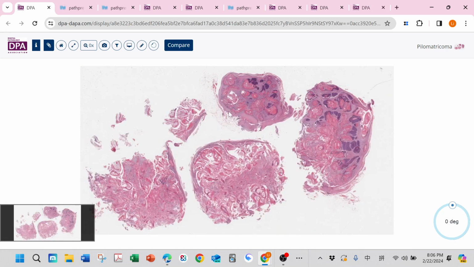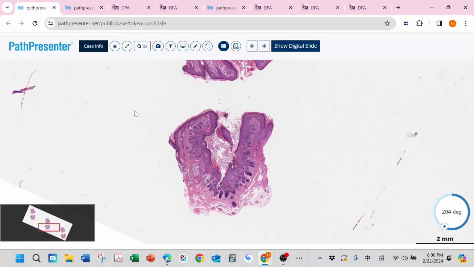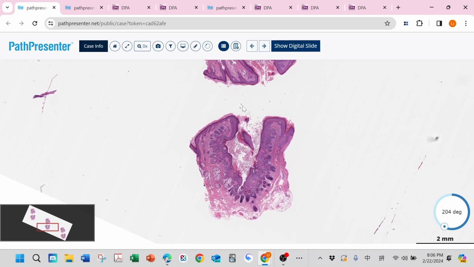Another one, I don't think we still need to zoom in. We just focus on low power to remember all the points. Basaloid cell, primitive, ghost cell. Sometimes you may find multinucleated giant cell. And then high power to make sure you do not find really atypical cells. But for this one, really well demarcated, I don't think it will fall into any malignancy category. Okay, let's move on.